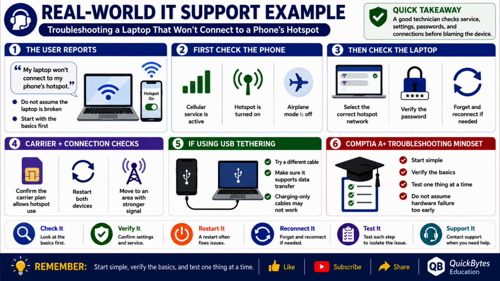Here's a quick real-world example. A user says, "My laptop won't connect to my phone's hotspot." An IT support technician should not immediately assume the laptop is broken. First, check whether the phone has cellular service. Then check whether hotspot is enabled. Confirm the laptop is selecting the correct hotspot network. Verify the password. Check whether the carrier plan allows hotspot use. Restart both devices. And if USB tethering is being used, try a different cable that supports data transfer. That's the CompTIA A+ troubleshooting mindset. Start simple, verify the basics, and test one thing at a time.